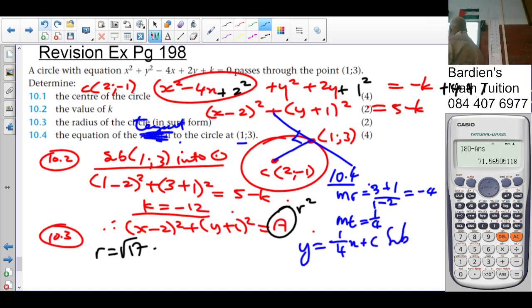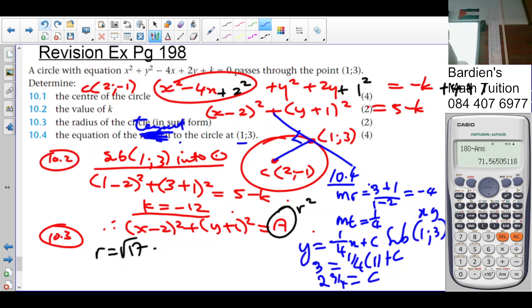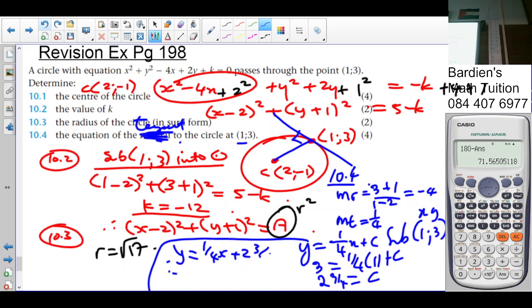At this point we substitute the point that's lying on the tangent, which is (1; 3). So it's an x and a y. So 3 is equal to 1 over 4 times 1 plus c. So c is going to be 3 minus a quarter, which is 2 and 3 quarters. So therefore, y is equal to 1 over 4 x plus 2 and 3 quarters. Let's check if that's correct.